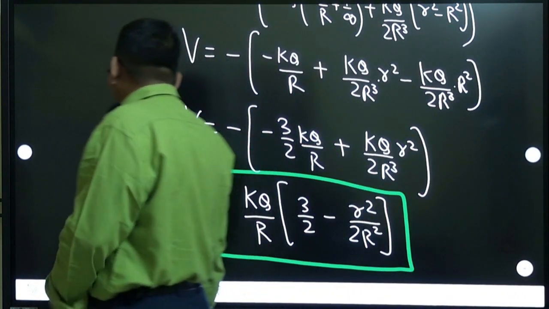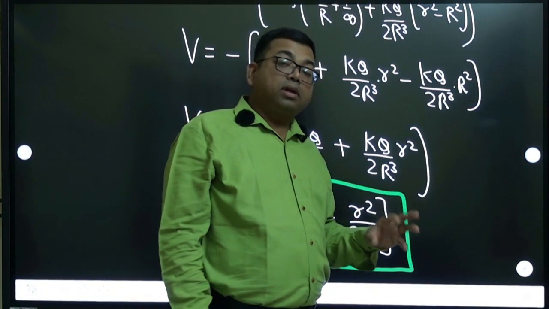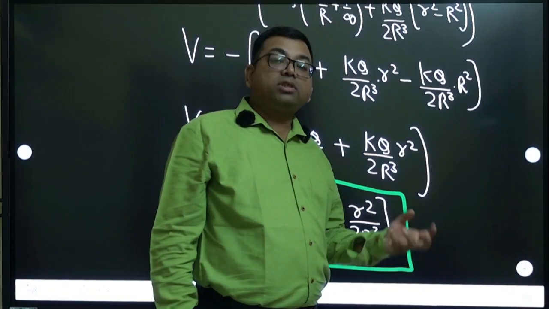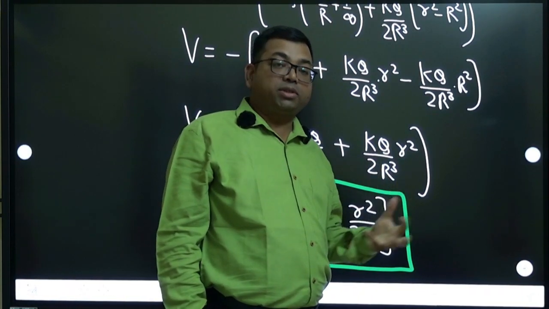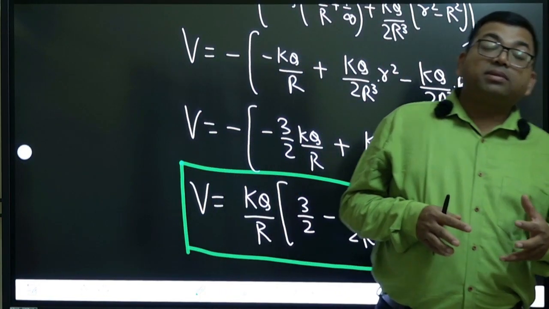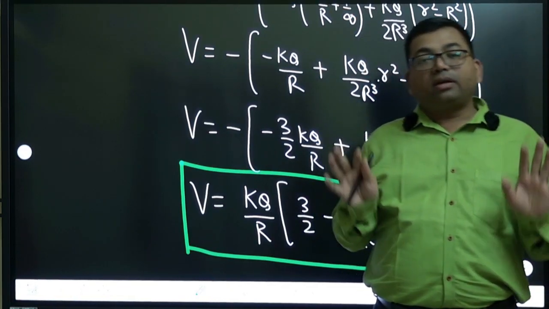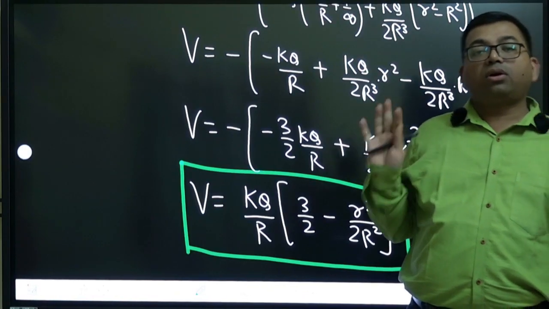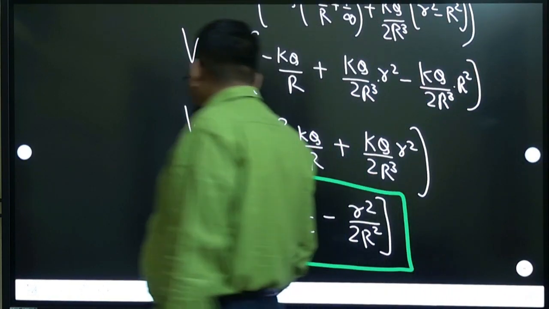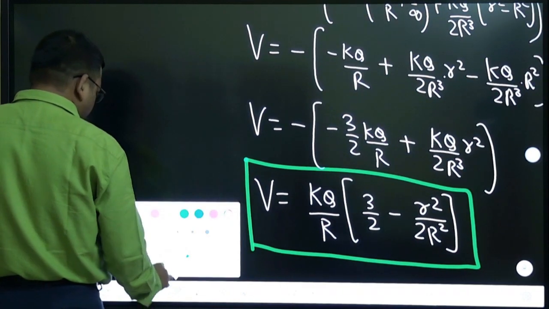Now, what about potential for points outside? We know that for points outside, the sphere behaves like a point charge. The whole sphere behaves like a point charge due to symmetry. So for points outside the solid sphere, the potential due to a point charge formula we know, kq by r. Simple, we can apply that logic. Otherwise, if you want to prove it, you have to apply the same approach. Okay. So this is the formula for potential.